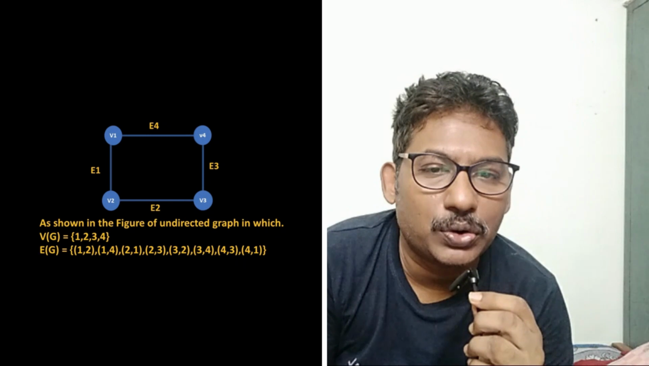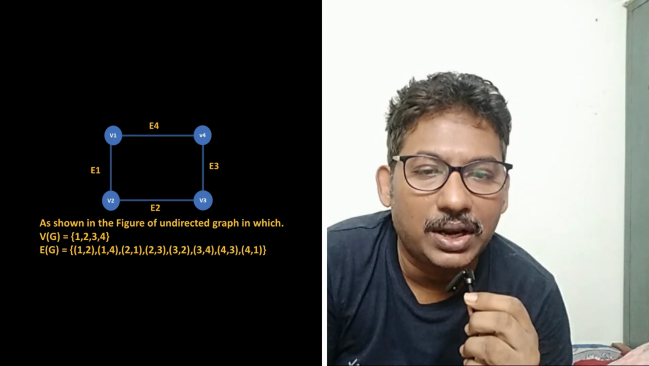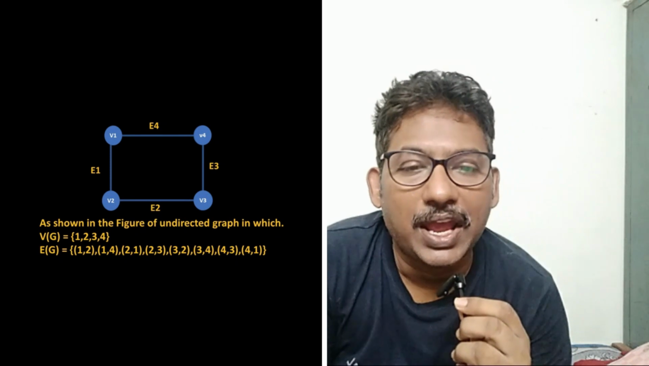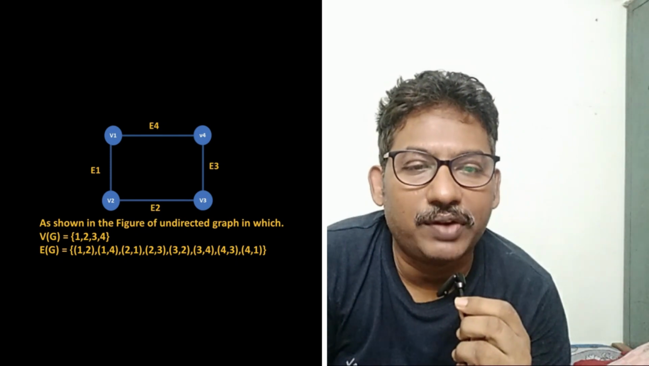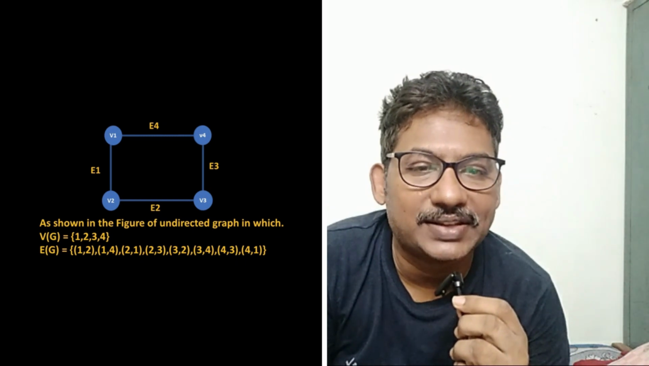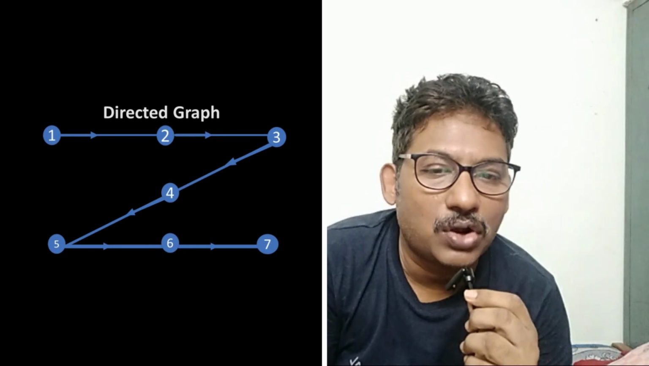In the graph it's shown the vertices V1 to V2. The line traveled is considered as an edge E1. The vertices V2 to V3, the line traveled is considered as an edge E2, and the vertices V3 to V4, the line traveled is considered as the edge E3, and V4 to V1, the edge is called E4. So it is an undirected graph.